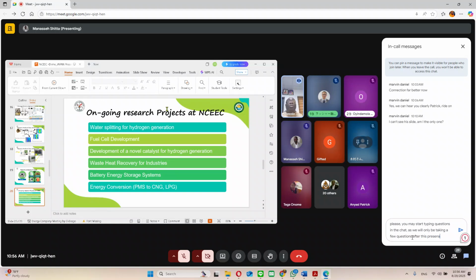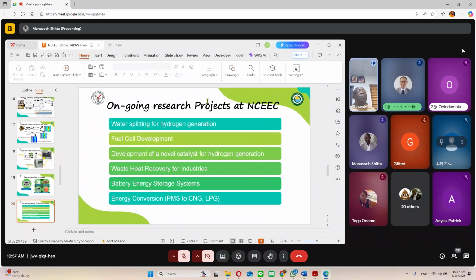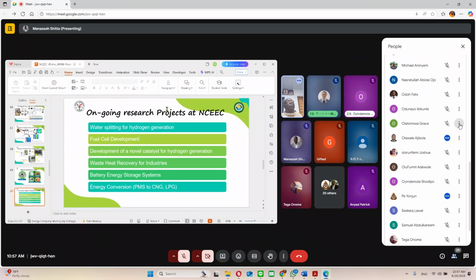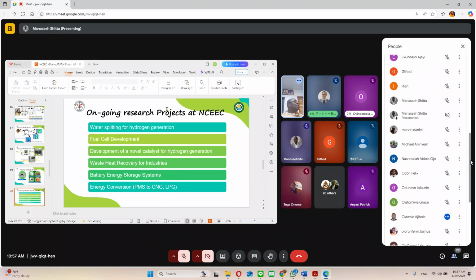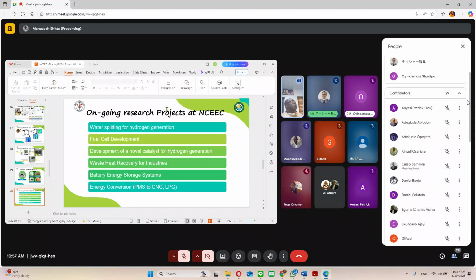We have developed smart switches. We have developed smart meters. We have developed different smart products that can be used within households and in industries. Ongoing research projects at NCC involve water splitting for hydrogen generation, fuel cell development, development of a novel catalyst for hydrogen generation, waste heat recovery for industries, battery energy storage systems, energy conversion, PMS to CNG, LPG, and so on and so forth. Those are things we are engaged in.